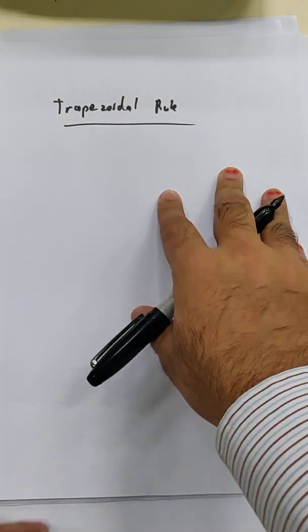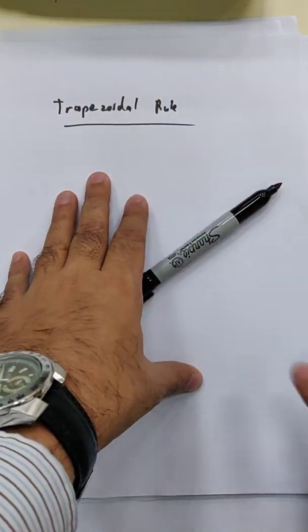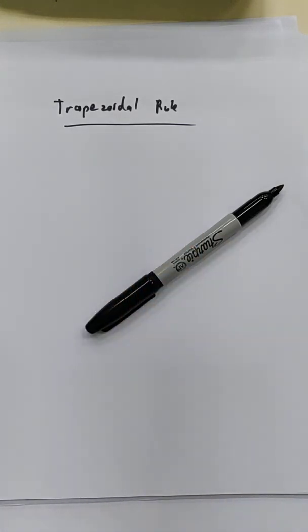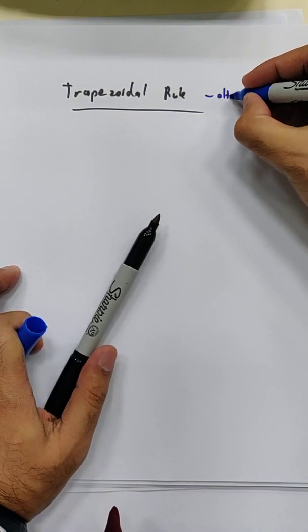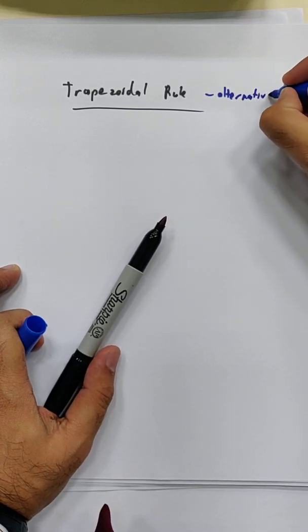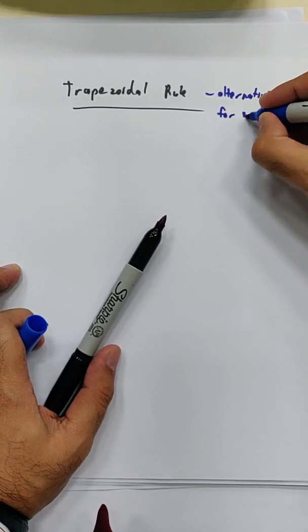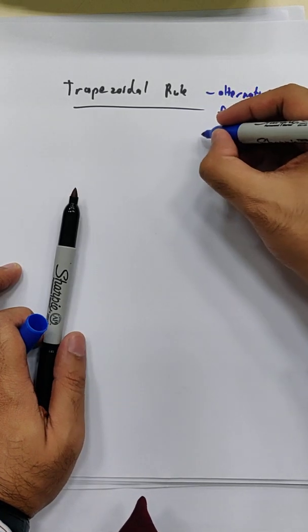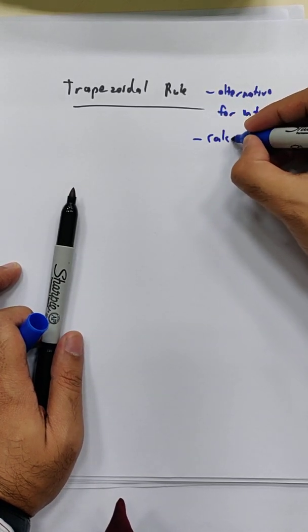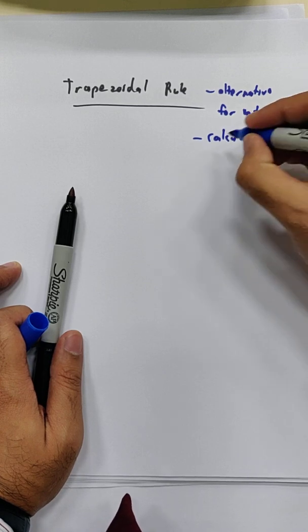Right, so today we're going to learn something else. It's called the trapezoidal rule. Basically, it's an alternative for integration. It's mainly used for calculating the area under the graph.